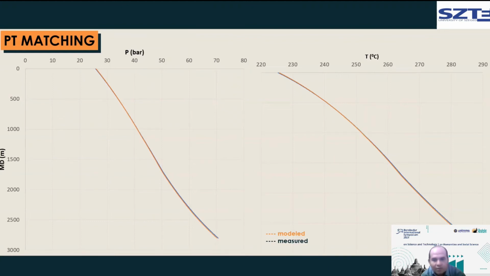From this profile, to make sure that the model is validated and precise, we carry out pressure and temperature matching between the interpreted pressure temperature data from PTS and the PT model. As we can see here, there is a match between the model and the measurement. So the software is precise.